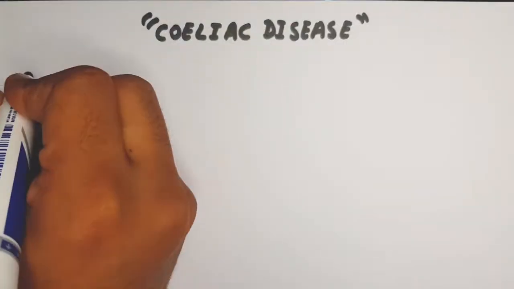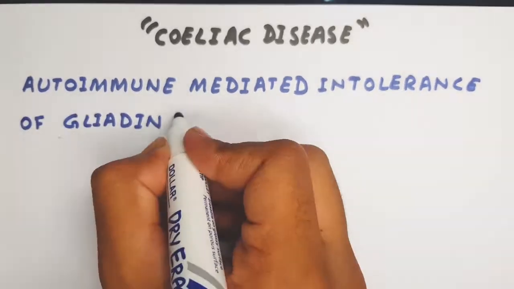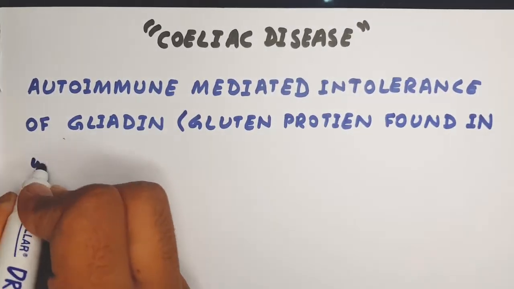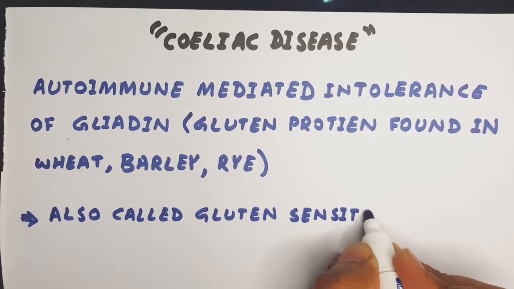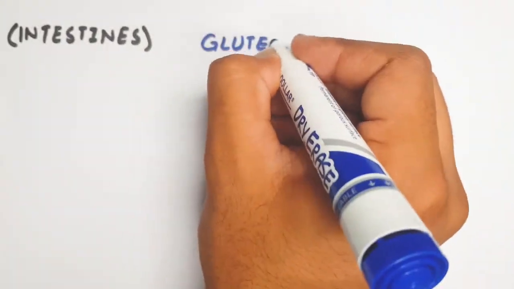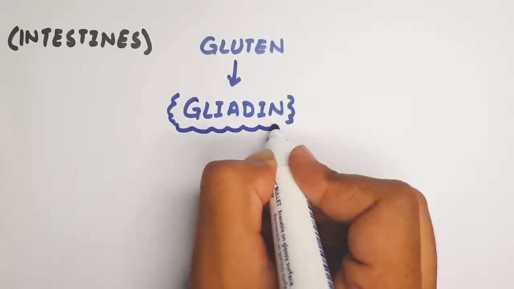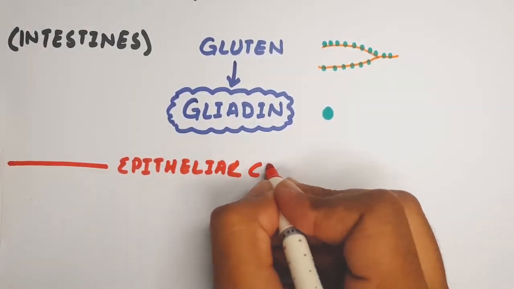Celiac disease is an autoimmune-mediated intolerance of gliadin, which is a component protein of gluten found in wheat, barley, and rye. This is also called gluten-sensitive enteropathy or celiac sprue. So what happens is, in the intestine, the gluten is broken down into gluten peptides, specifically this gliadin, and this is taken up by the intestinal epithelial cells.